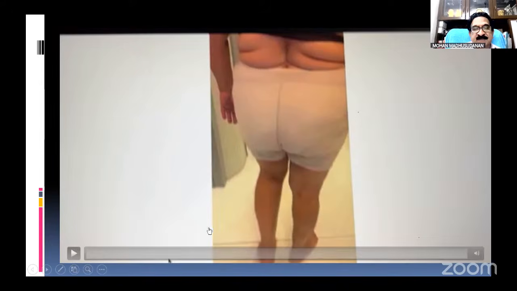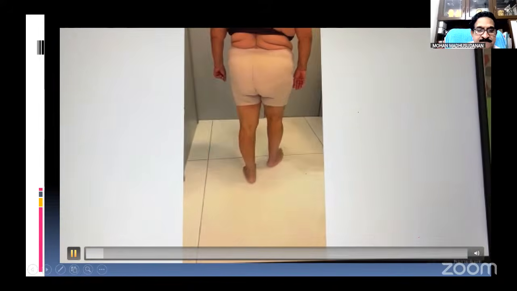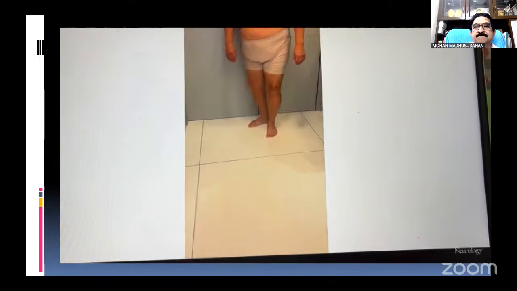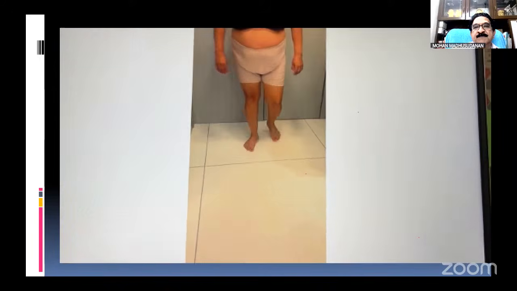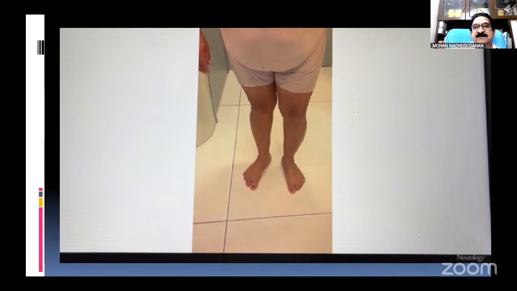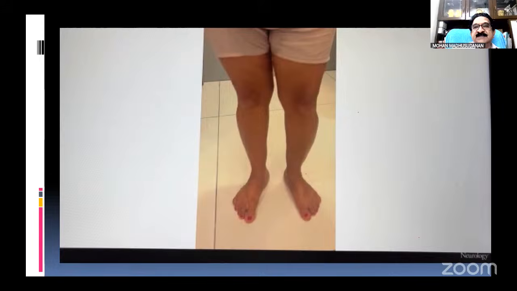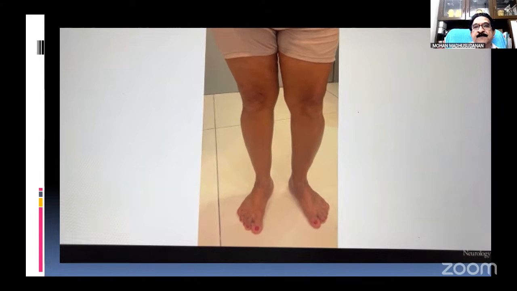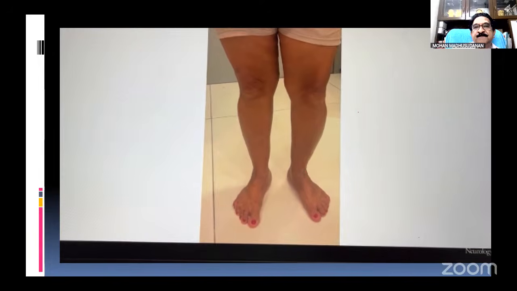Again, I will show this lady. Walking, she has no problem. On standing, see how the legs go into myoclonic jerks. Here it is more prominent in the thigh rather than the calf.